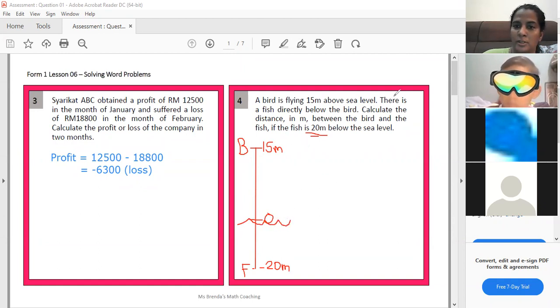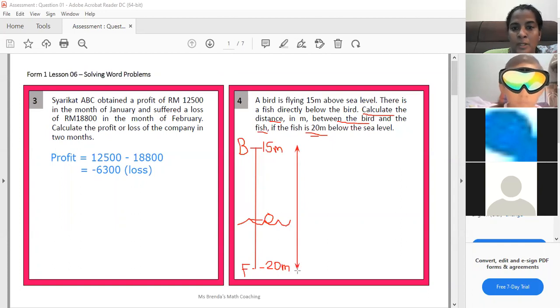Okay, good. Now, what are you supposed to do, guys? Calculate the distance between the bird and the fish. So what you need to do is to find the distance between the bird and the fish. You have to find all the way from the bird, all the way to the fish. Put your answers now in private chat. Now, some of you gave me the answer, but how did you work it out? What was your number sentence, guys? Okay.